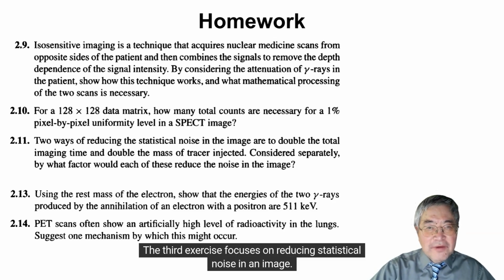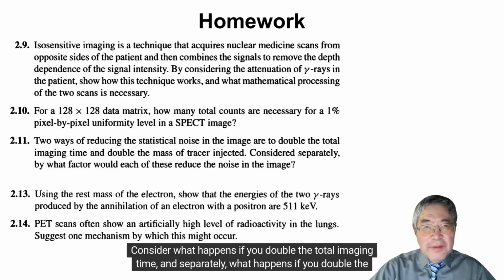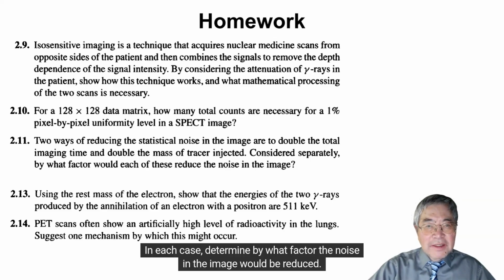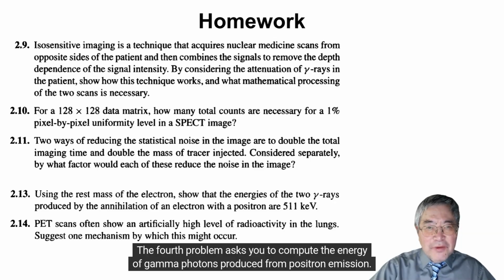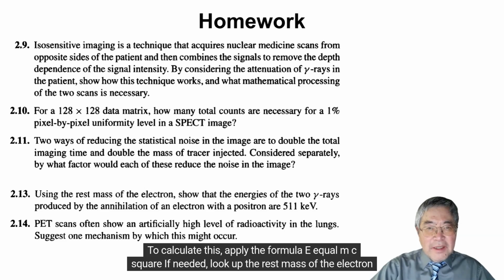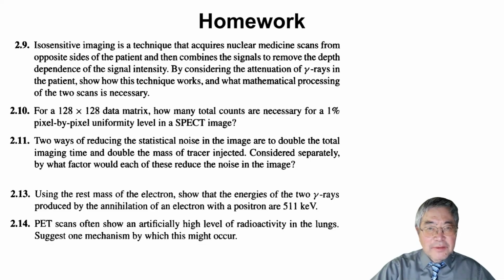The third exercise focuses on reducing statistical noise in an image. Consider what happens if you double the total imaging time and separately what happens if you double the mass of tracer injected. In each case, determine by what factor the noise in the image would be reduced. The fourth problem asks you to compute the energy of gamma photons produced from positron emission. The correct result should be 511 keV. To calculate this, apply the formula E equal mc square. If needed, look up the rest mass of the electron and positron.